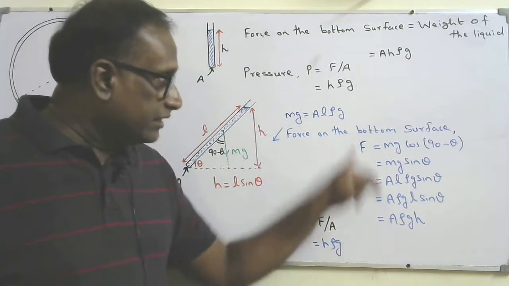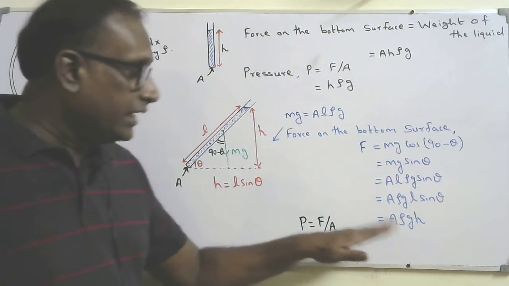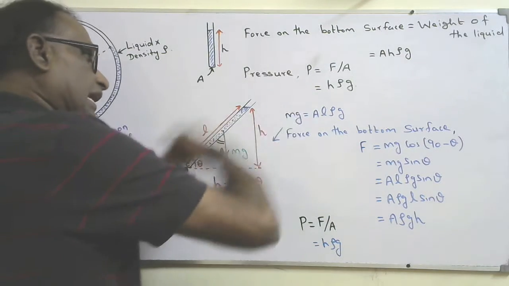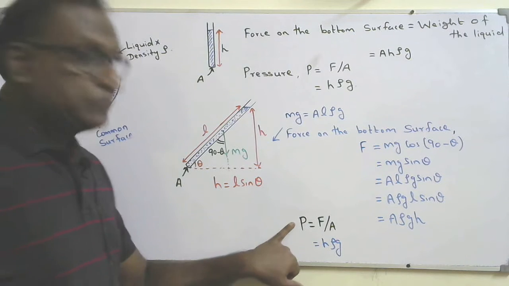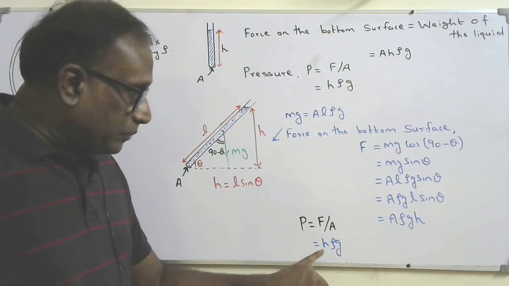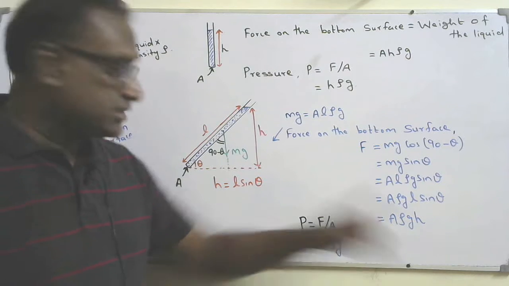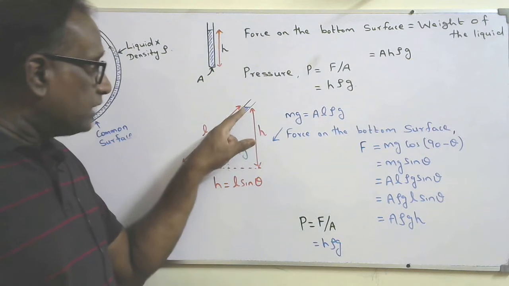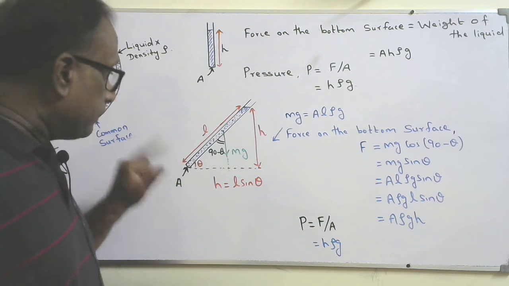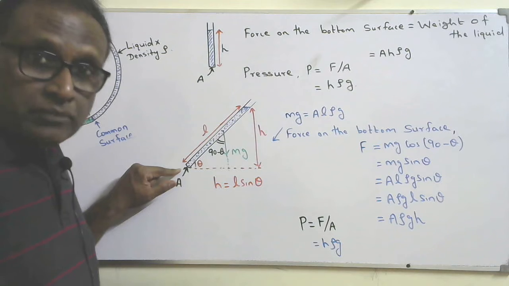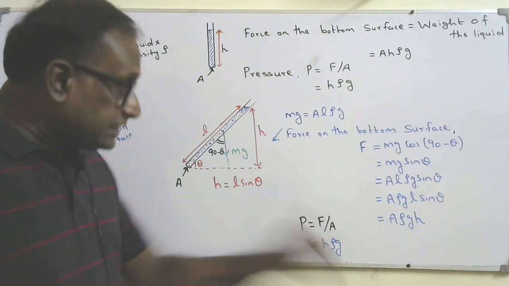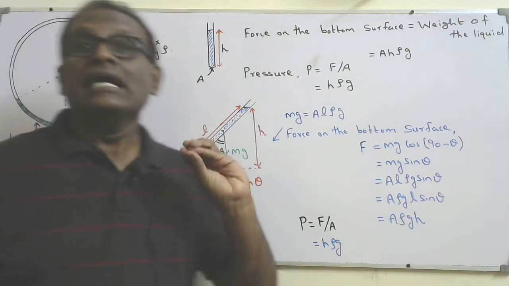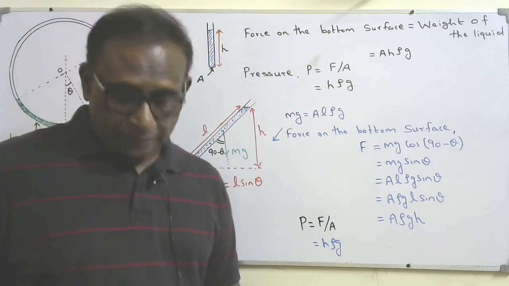So finally the force on the bottom is given by A h rho g, along the length of the tube. So the pressure at the bottom is force over area. If you divide this by the area of cross section, that will be h rho g. Here the length of the liquid column is L, but the pressure acting on the bottom of the tube is given by h rho g, where h is the vertical component of the length of the liquid column.